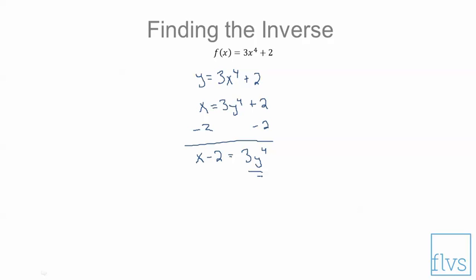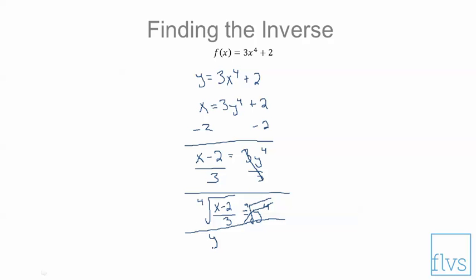I'm going to then divide by 3 and start working on getting the y by itself. And I've got x minus 2 all over 3 is equal to y to the fourth. Now to get rid of that fourth power, I'm going to take the fourth root, but I've got to do it to both sides. And I'm left with y equals the fourth root of x minus 2 over 3.